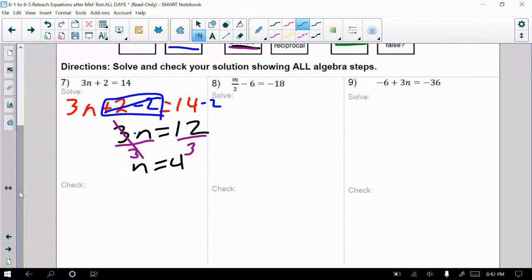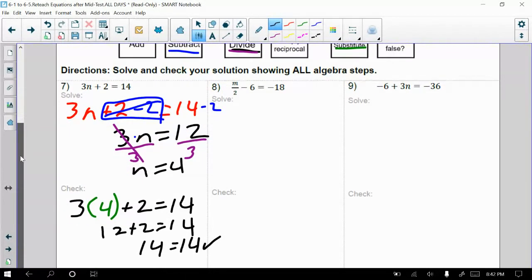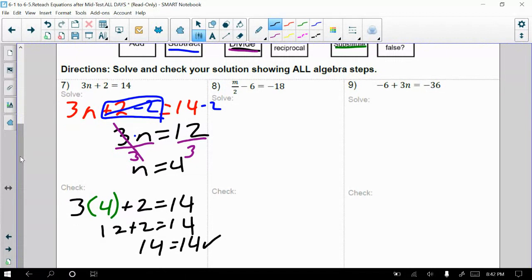Okay, so it is really 3 times 4 plus 2 equals 14. See where I substituted my 4? Same spot where my n was originally. Now do your PEMDAS. Okay, do multiplication before addition. So that is 12 plus 2 equals 14, and 14 equals 14. You got a true statement, so we are done with that. We're good to go.